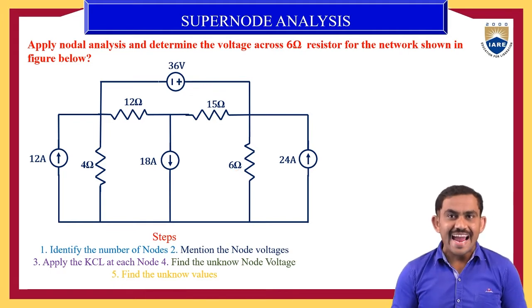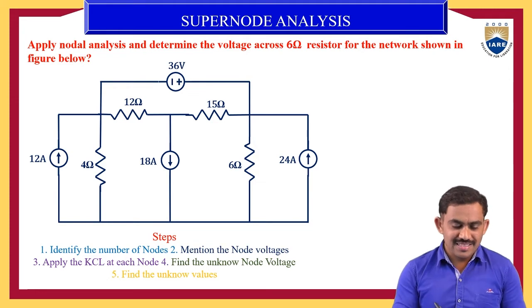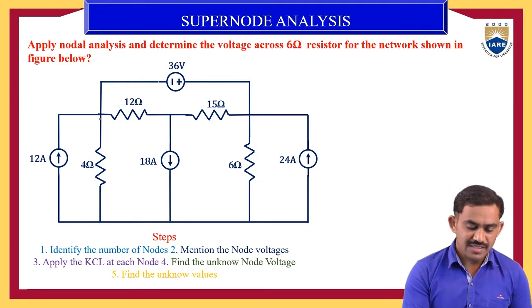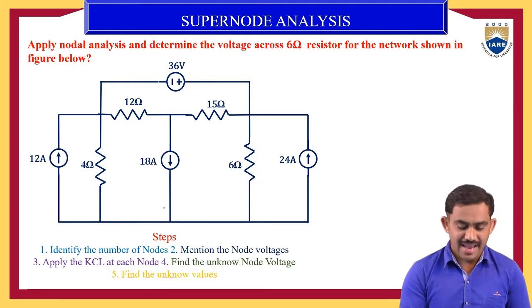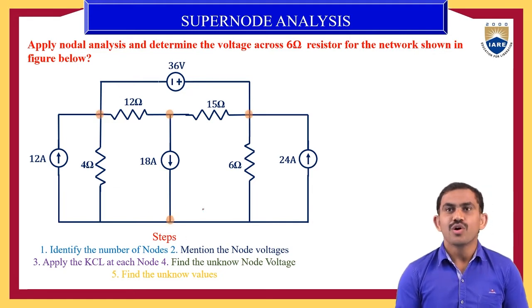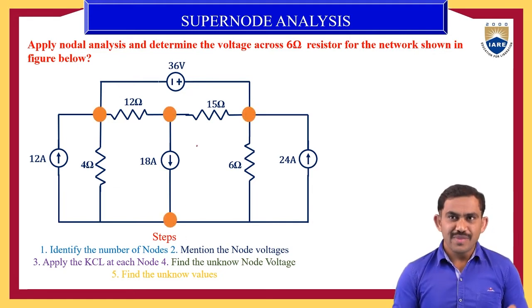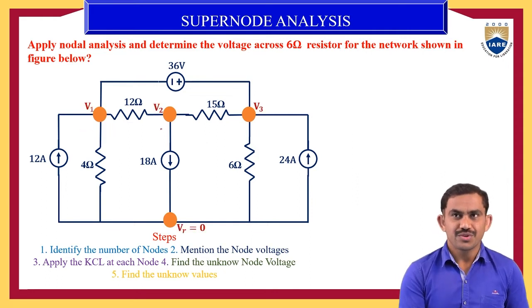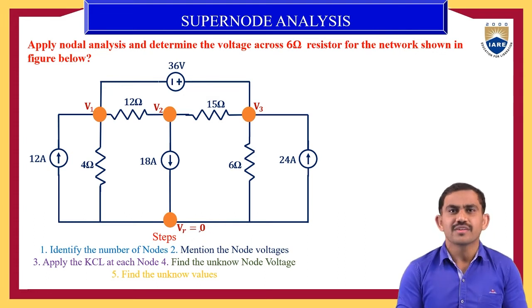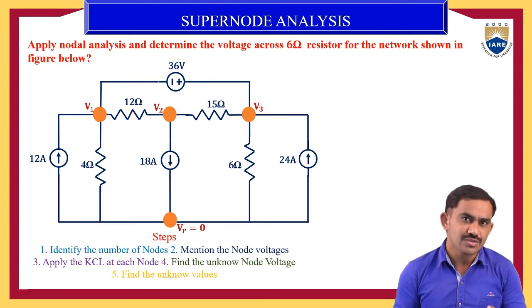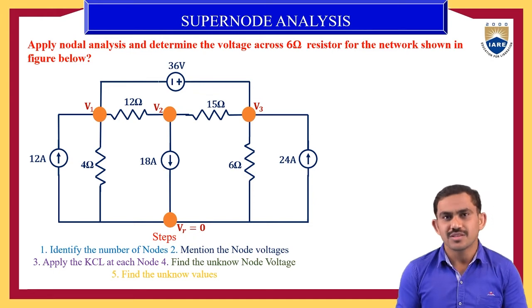First step is we need to identify the number of nodes. In this circuit, how many nodes do we have? 1, 2, 3, and 1 reference node. So we have 4 nodes. Just mention the node voltages there. That is V1, V2, V3, and VR. So VR is 0. Why? It means the reference node. In any circuit we have one reference node, and that reference node voltage is 0.